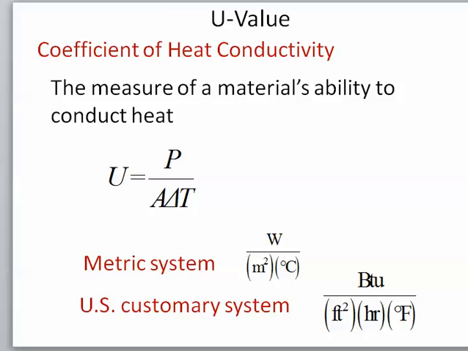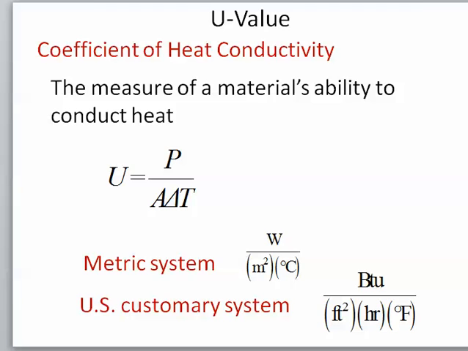Alright, now we're going to talk about two things here called U value and R value. U value is the coefficient of heat conductivity. It's the measure of a material's ability to conduct heat, and that means absorb heat. When we use it as U, it's the power over the area times the change in temperature. All right, sorry about that. It took me a few seconds there.